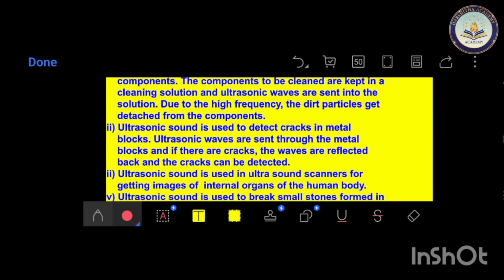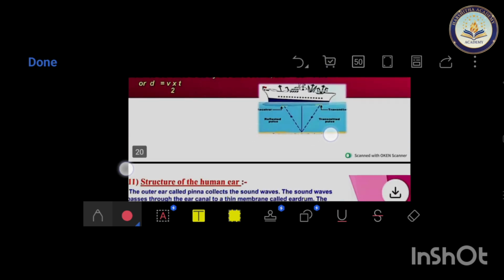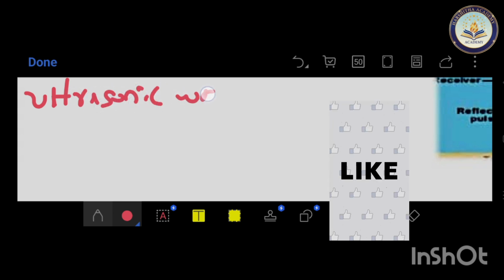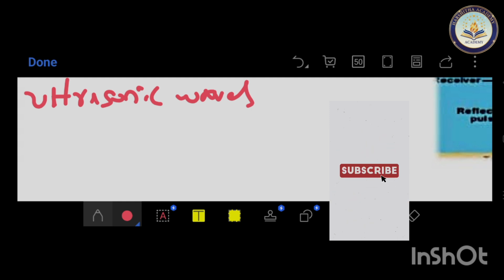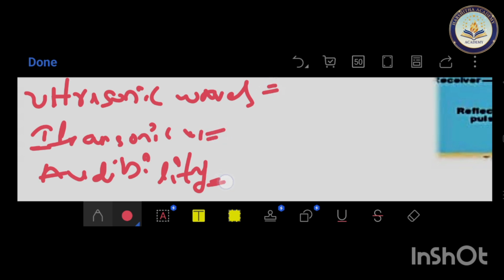And next, range of hearing. We actually have three ranges: ultrasonic waves, infrasonic waves, and the audibility range of human beings.